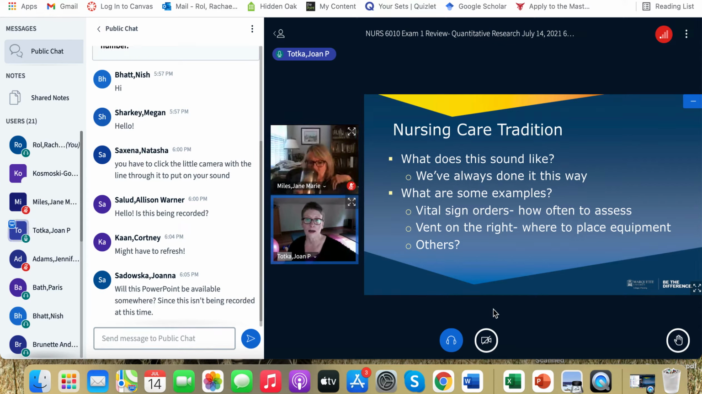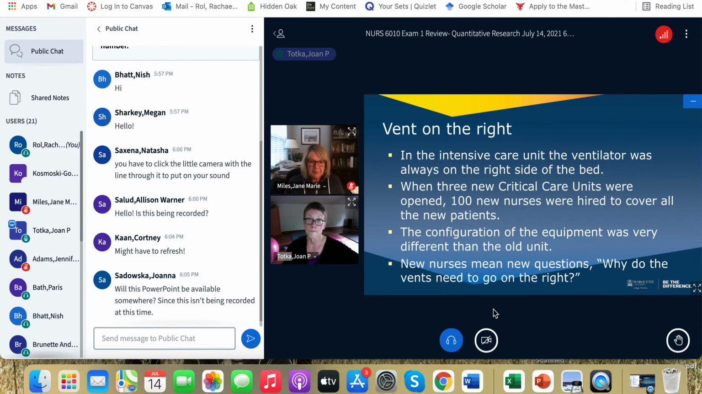It was a critical care tradition that ventilators had to be on the right side of the patient. And you may, in fact, know others from your practice. So the vent on the right, it was something that was taught from nurse to nurse. We put the vent on the right side of the bed.